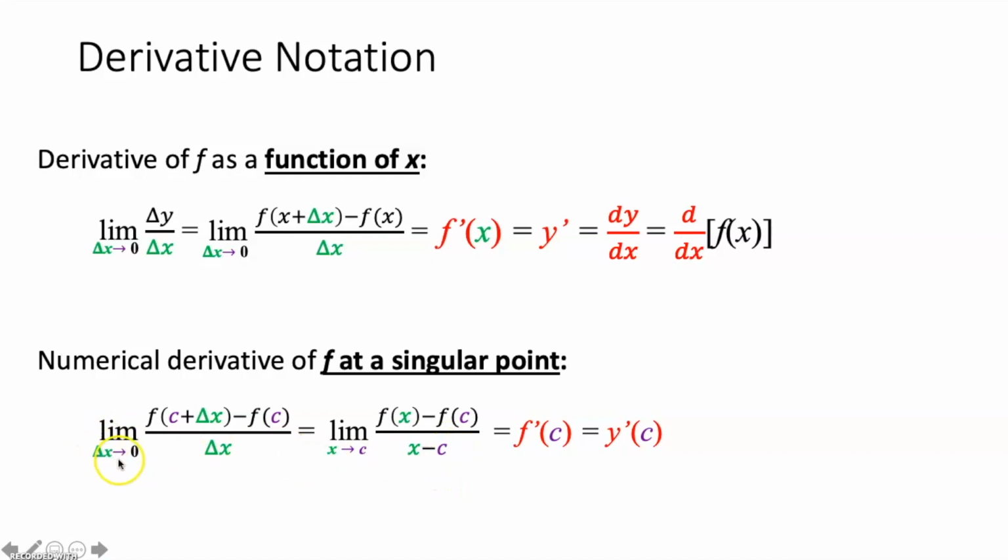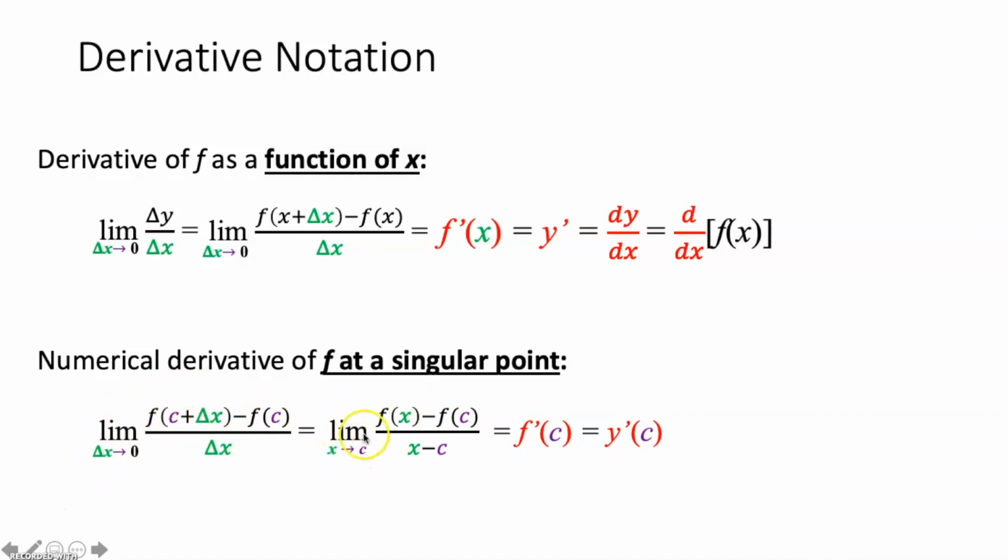So here we have the limit as delta x approaches 0 of f of c plus delta x minus f of c all over delta x. Notice the difference here. Instead of x, we're plugging in a number, c, for our x's. That's why it gives you a particular number, a slope of your function, a slope of your tangent line at that particular c value. Same thing here.